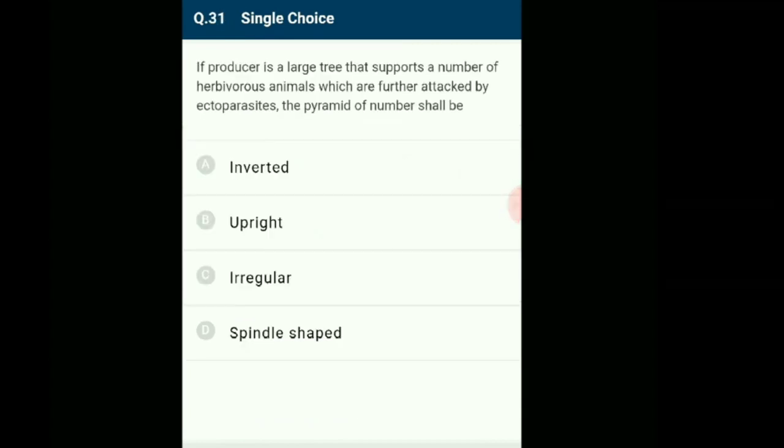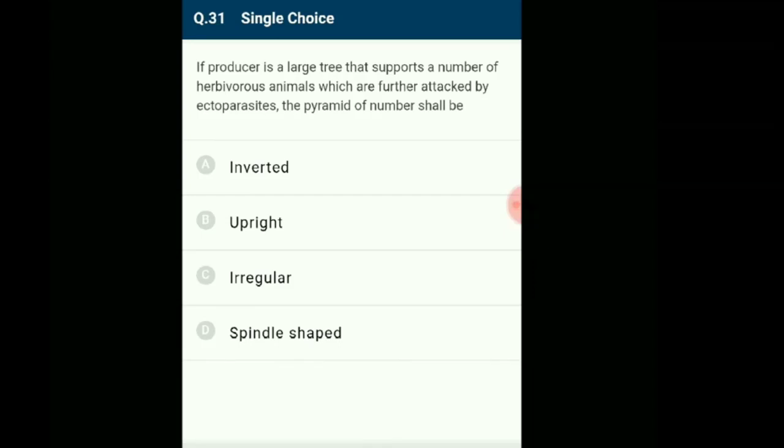Question number 31. If the producer is a large tree that supports a number of herbivorous animals which are further attacked by ectoparasites, the pyramid of numbers shall be? The pyramid of numbers depicts the relationship in terms of the number of producers, herbivores and carnivores at their successive trophic levels. There is a decrease in the number of individuals from a lower to a higher trophic level. The number pyramid varies from ecosystem to ecosystem.